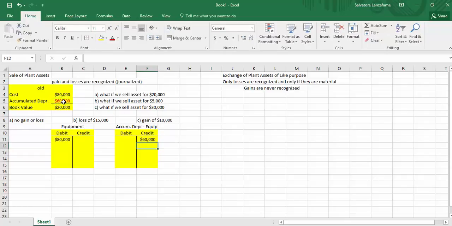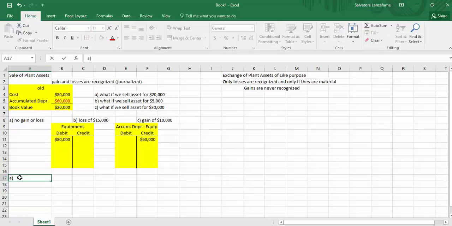Remember, accumulated depreciation is a contra asset. Right? You've known about that since the first time you learned about adjusting entries, and we just recently discussed that in the previous video. So as you can see here, this equipment account has an $80,000 original balance, and the accumulated depreciation is up to 60. So now let's go through and do the journal entries.